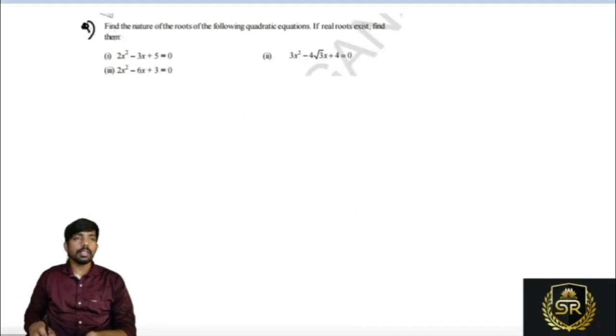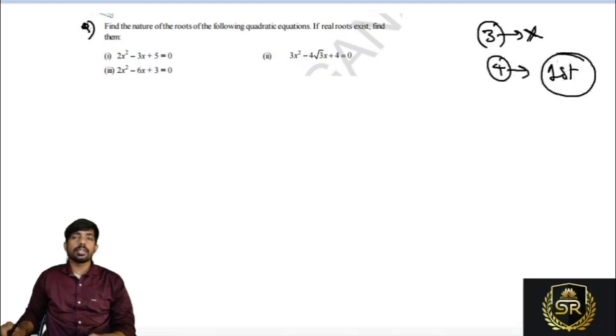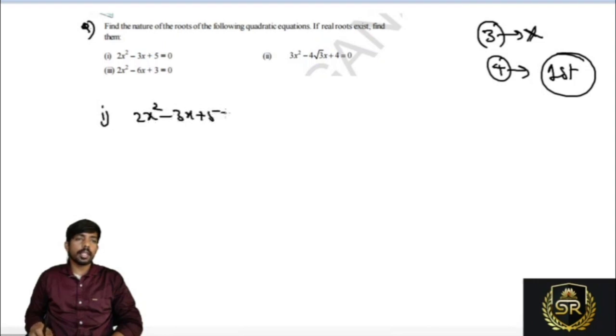Here we have: find the nature of the roots of the following quadratic equations. Third exercise is deleted. In the fourth exercise we have the first bit problem. So we are discussing the first bit problem. What is it asking? Nature of the roots. Given quadratic, first write the quadratic: 2x square minus 3x plus 5 equals 0.